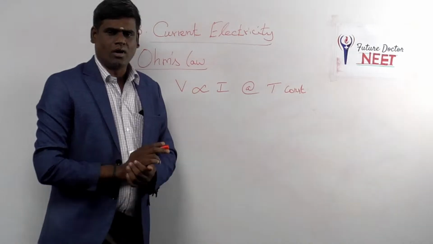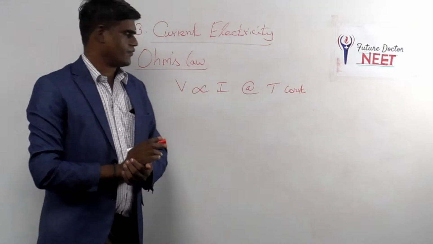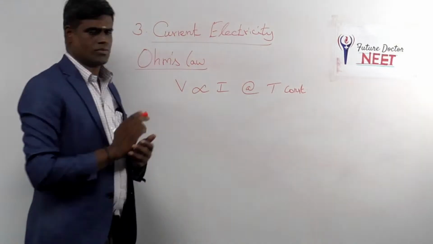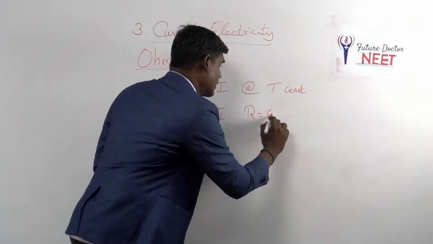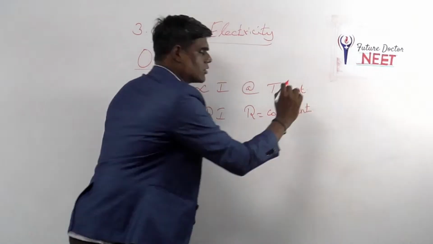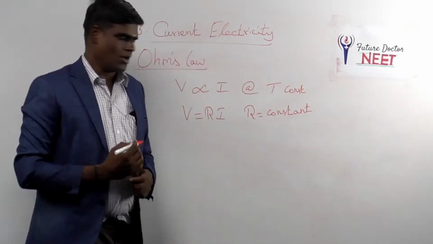By removing proportionality, we will get a constant. What is the name of that constant? That constant is R. V equals R into I. Here R is a constant called resistance. When V increases, I increases. When V decreases, I decreases. But R is maintained constant. That is called resistance. And so from this, R is equal to V by I.